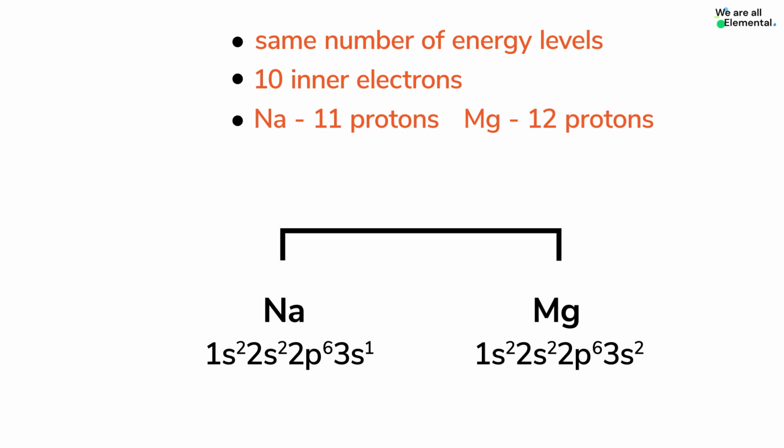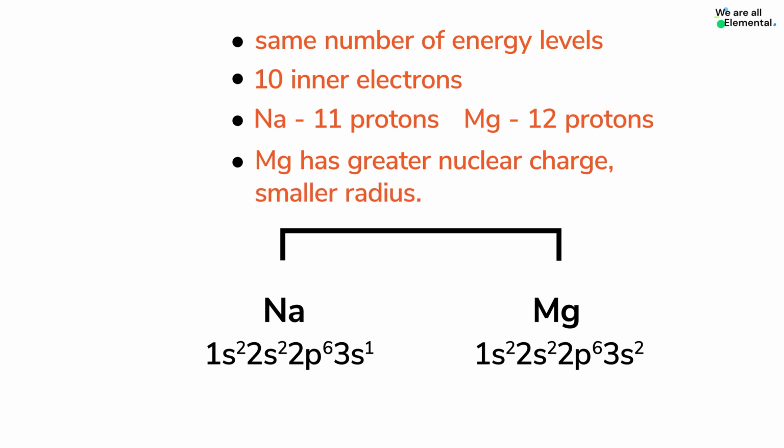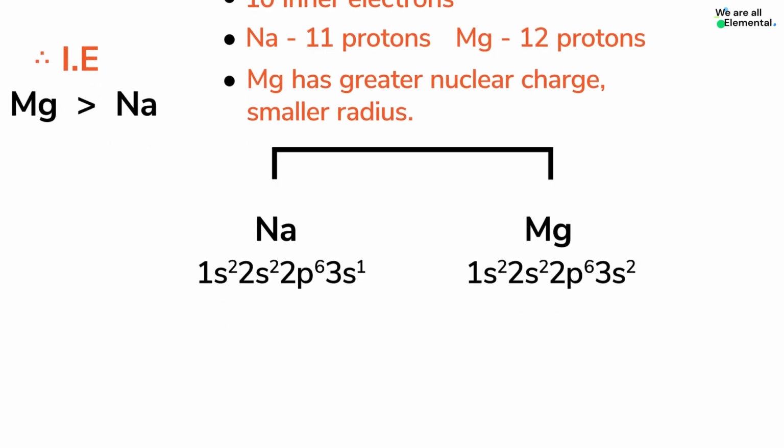Now this makes a difference. Magnesium has greater nuclear charge, therefore smaller atomic radius. And if you look at the ionization energy, magnesium has a greater ionization energy than sodium. So the nuclear charge is the main factor that affects the ionization energy.